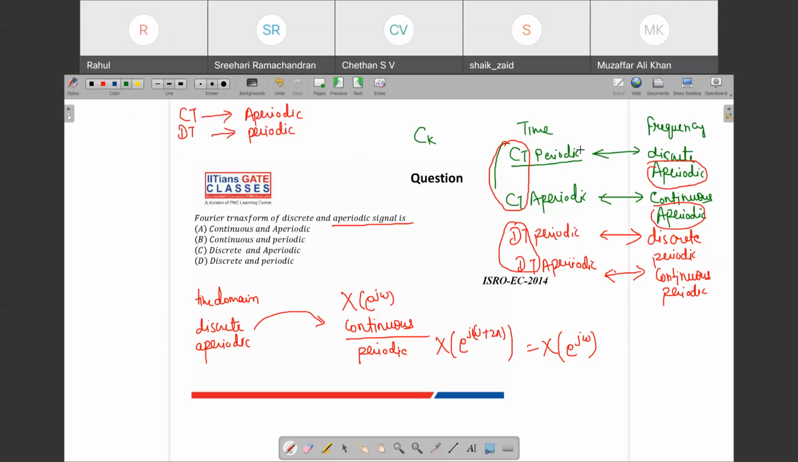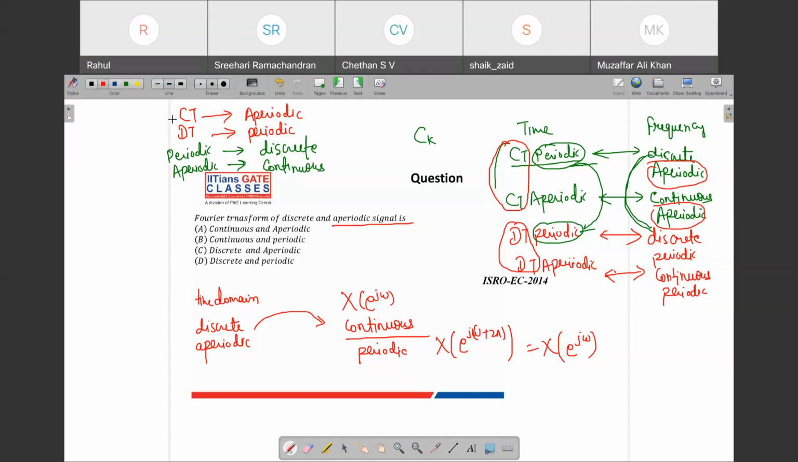Now whenever the signal is periodic, whether it's discrete time or continuous time, it doesn't matter. Whenever the signal is periodic, in the frequency domain the common factor is discrete. So for a periodic signal, the frequency domain will always be discrete, and for an aperiodic signal, the frequency domain will be continuous.